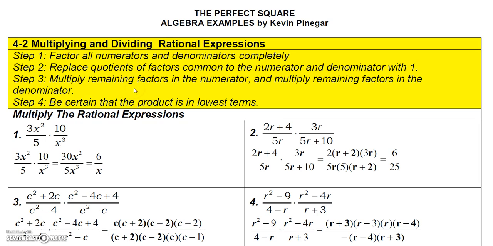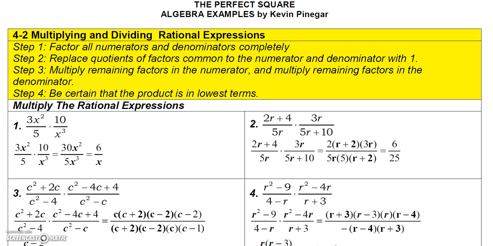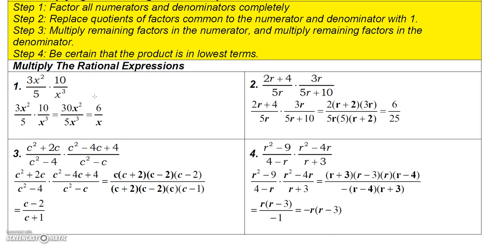And then you multiply the remaining factors in the numerator and remaining factors in the denominator. Now on my examples, I don't usually multiply them out at the end, but you can. And then of course make sure that your example is written in lowest terms.